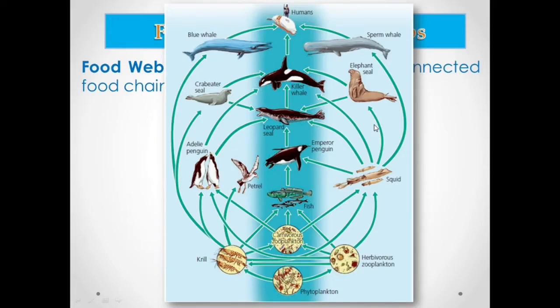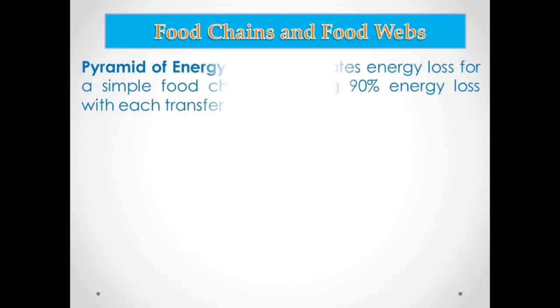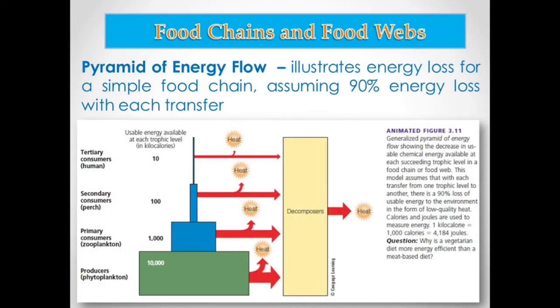Food chains and food webs show how producers, consumers and decomposers are connected to one another as energy flows through trophic levels in an ecosystem. The pyramid of energy flow illustrates energy loss for a simple food chain, assuming 90% energy loss with each transfer. So how do we do that? For example, you have your producers with available energy of 10,000. Going to the next trophic level, the primary consumer, 90% of 10,000 is 9,000, which means 90% of energy is lost. So 10,000 minus 9,000 leaves 1,000 available as energy for the second trophic level, the primary consumers.